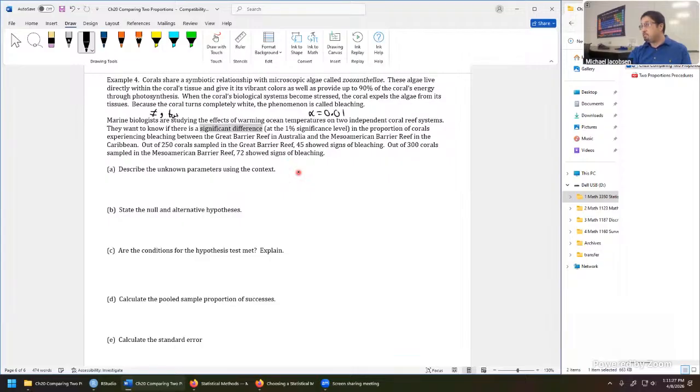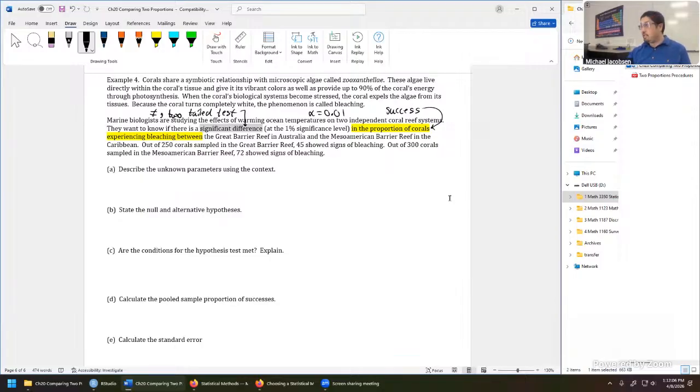This one is a two-tailed test by those highlighted words there. So we want to know the difference between two independent populations in the proportion of corals experiencing bleaching. From these words here, this is telling us the study is concerned about bleaching of the corals. So that's the success in the problem. Even though the success is not a good thing, this is a bad outcome for the ecosystem. That's what we're studying. So this is our success.